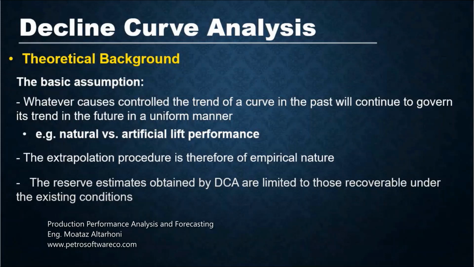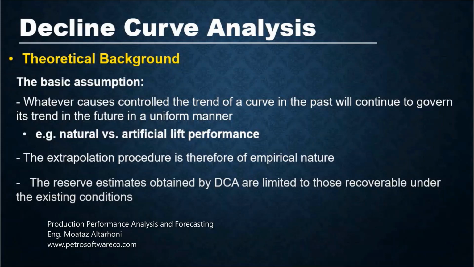There is an assumption that is very important here in decline curve analysis, before we apply it. The first assumption is that whatever causes controlled the trend of a curve in the past will continue to do so in the future, and that's very important. For example, if the reservoir initially starts production, and for the first 10 years it produces naturally, that means it depends on the natural drive mechanism in the reservoir. Then after 10 years we use it in the field.